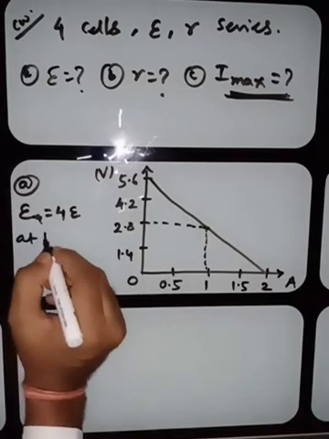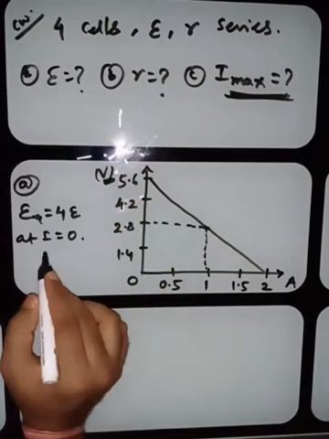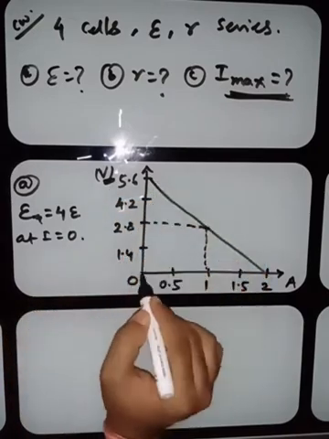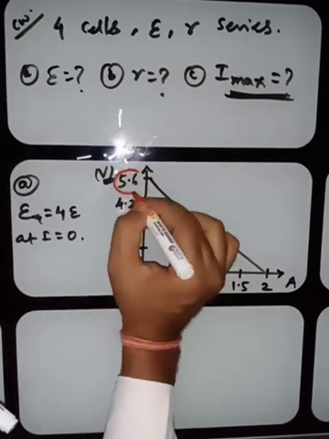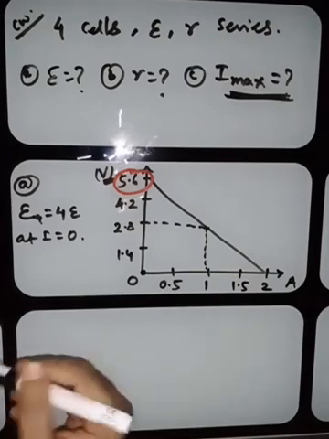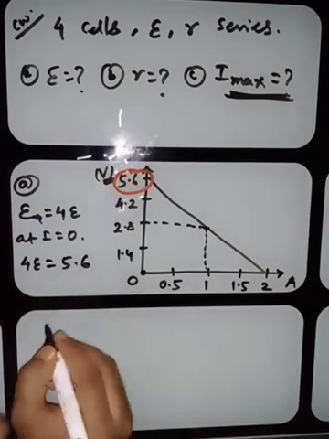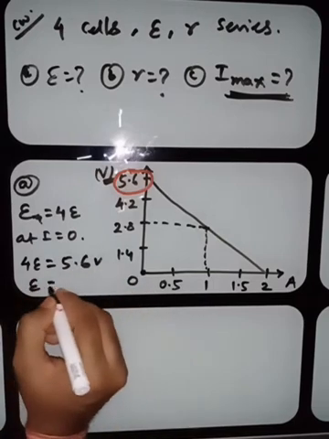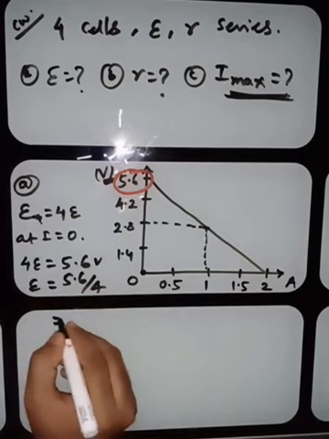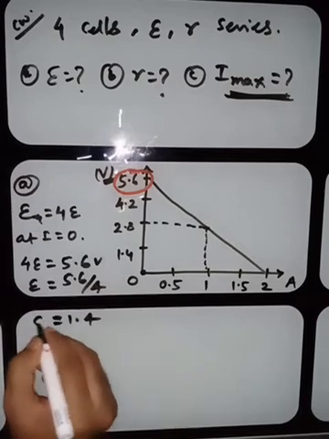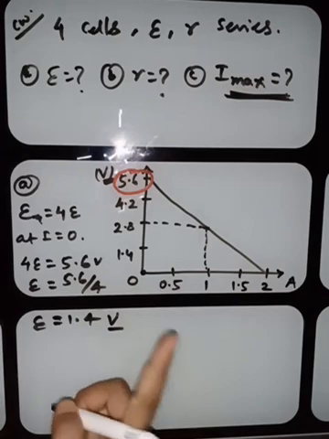At I equals 0, we know that the potential difference is the EMF. It means at 0 you can see the potential difference is how much? It is 5.6. It means this is 4E, which equals 5.6 volt. It means the EMF of one cell will be 5.6 by 4, that is 1.4 volt. Okay, my dear student, so 1.4 volt is the EMF of one cell.